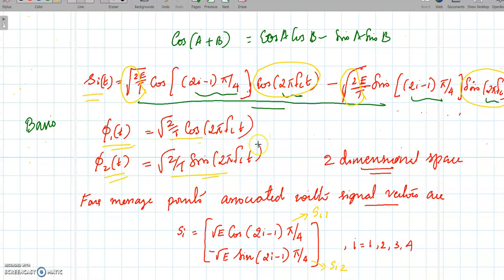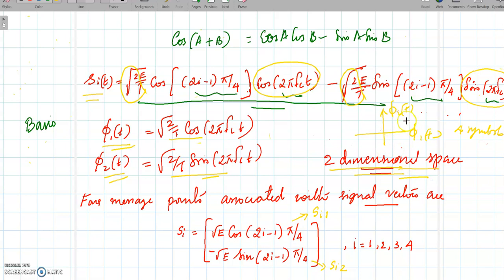Okay, so here I have 2 basis functions, so you can represent it using a 2-dimensional space. In order to represent this signal, you will be having phi 1(t) and another basis function phi 2(t). In BPSK, you are having only one basis function. So you are having two basis functions and a total of 4 symbols.